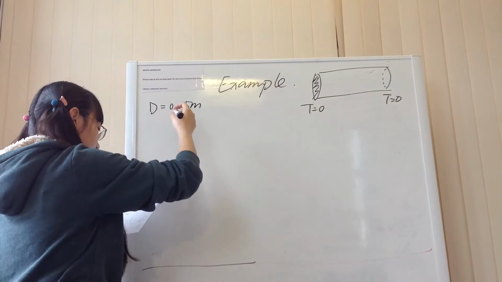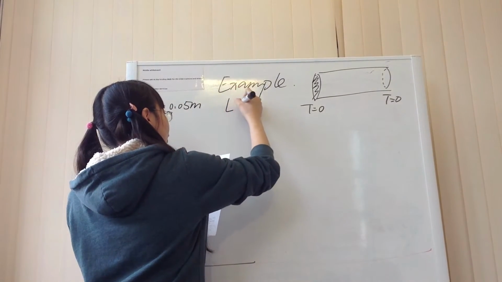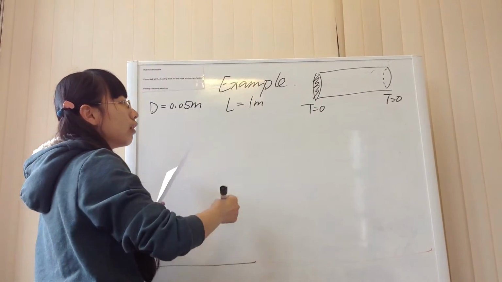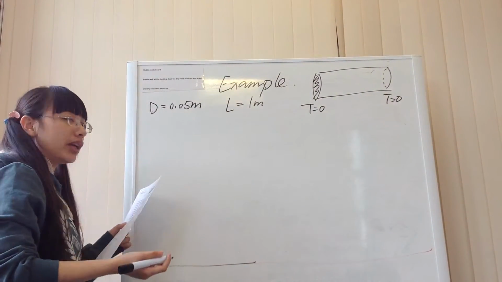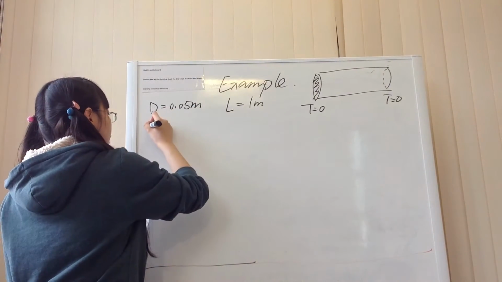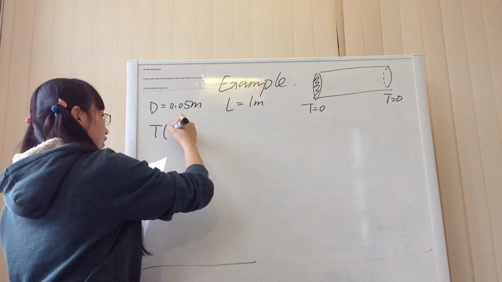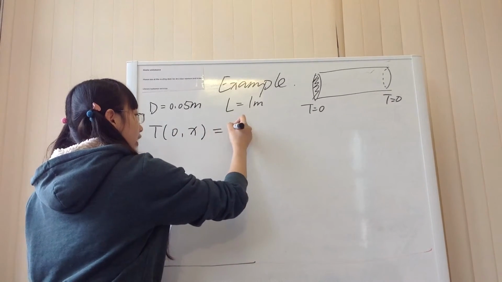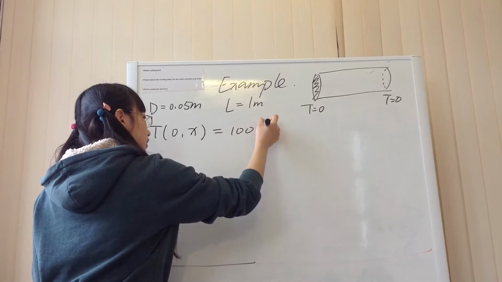I don't think we even use this. And the length of 1 meter. And initially it was heated to 100 degrees C, which means if we write down the boundary condition, initially whatever the x is, it is 100 degrees C.